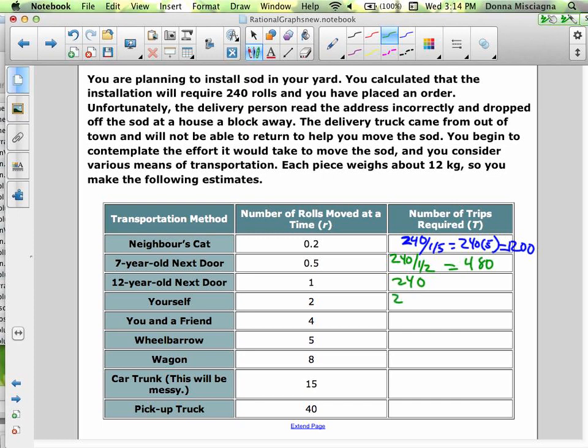Of course, 240 divided by 1 is going to be 240. 240 divided by 2. Switch colors here. Trying to color code it so it's easier to read. And then 240 divided by 2 is 120. And then divided by 4.